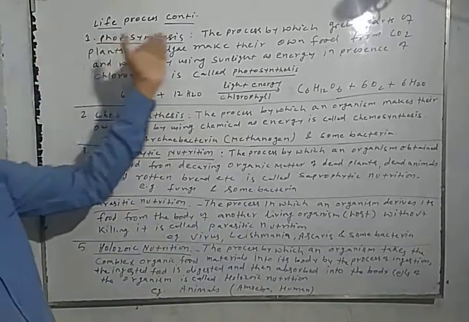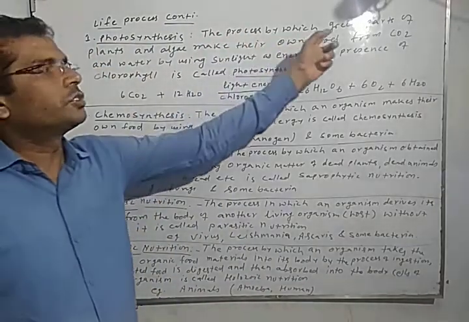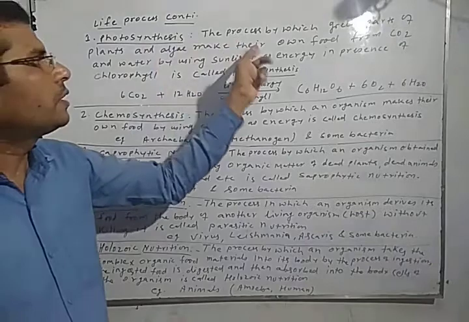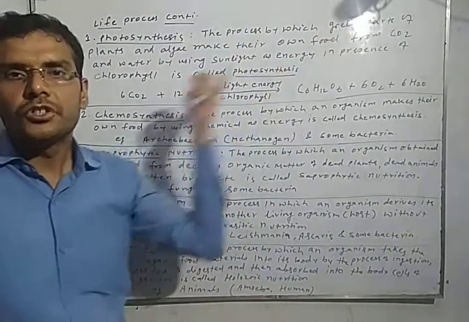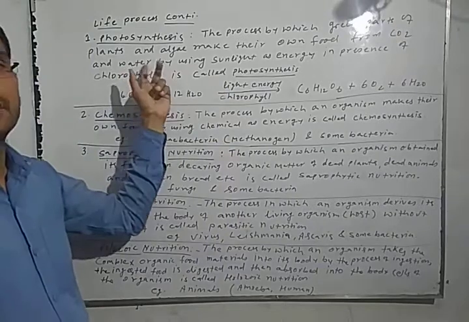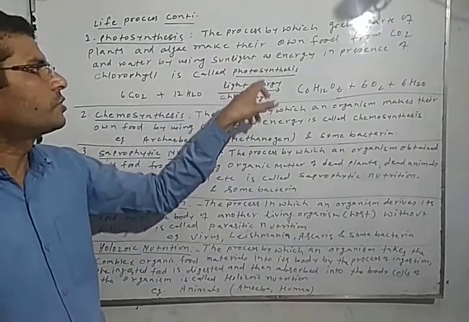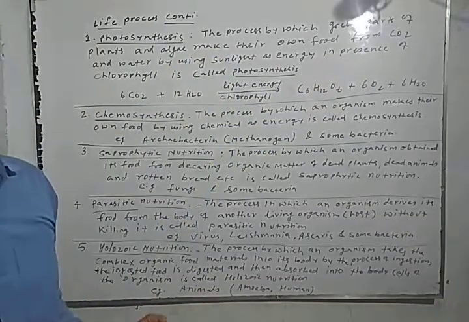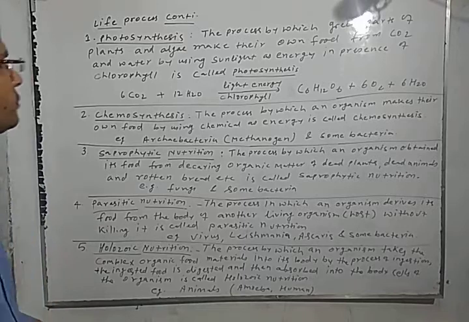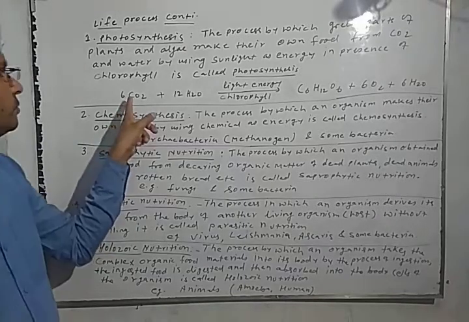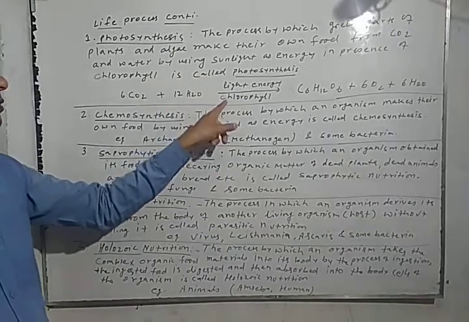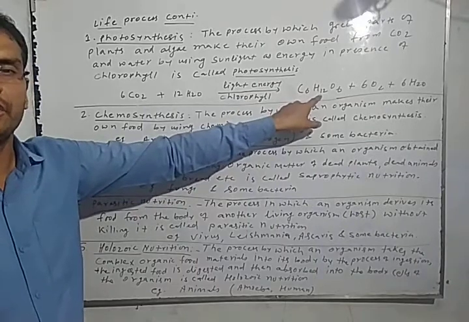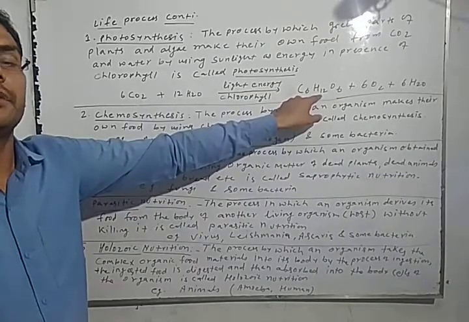Now what is the definition of photosynthesis? The process by which green parts of plants and algae make their own food from CO2 and water by using sunlight as an energy in the presence of chlorophyll is called photosynthesis. Then CO2 and H2O combine in the presence of sunlight and form the organic compound glucose. Glucose is a type of carbohydrate.